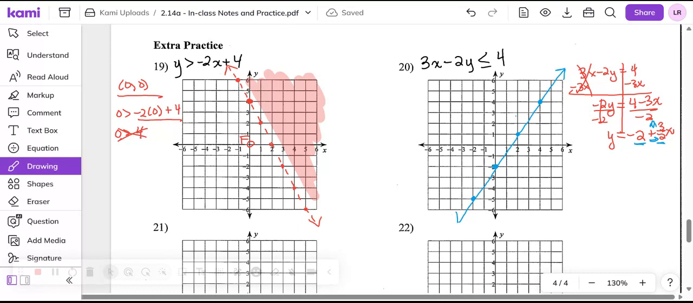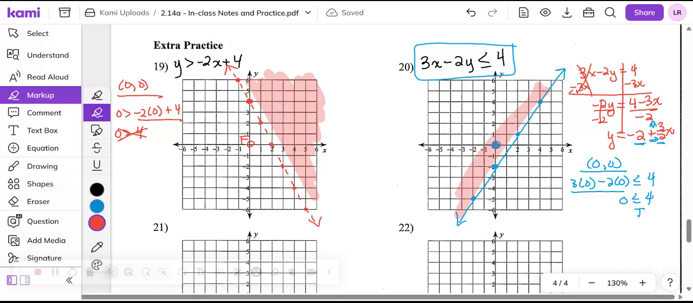Make sure you're checking for that. I know I would sometimes forget. And then I get to test 0, 0 again because it's not on my line. So when I test 0, 0, I would get 3 times 0. Remember, you are using the original inequality. 3 times 0 minus 2 times 0 less than or equal to 4. 3 times 0 minus 2 times 0 is 0. 4 is the bigger number, so this is actually a true statement. And since this is true, I would shade all of this side.